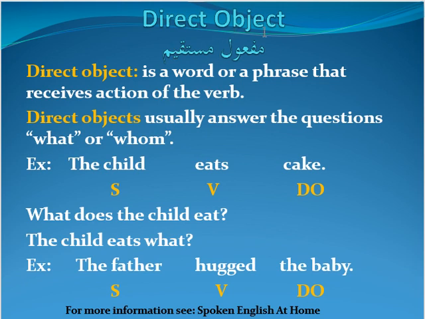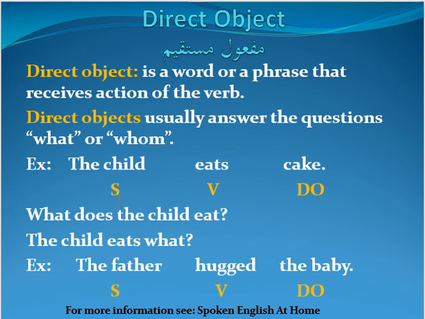We have the direct object. What is a direct object? A direct object is a word or a phrase that receives the action of the verb. Or we can say a direct object usually answers the questions what or whom. What or whom. For example, the child eats cake. So, what does the child eat?